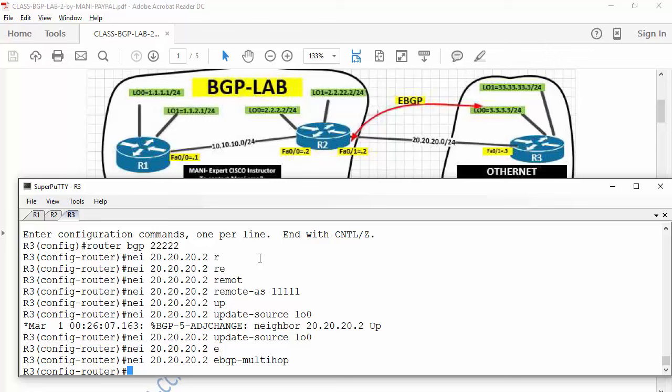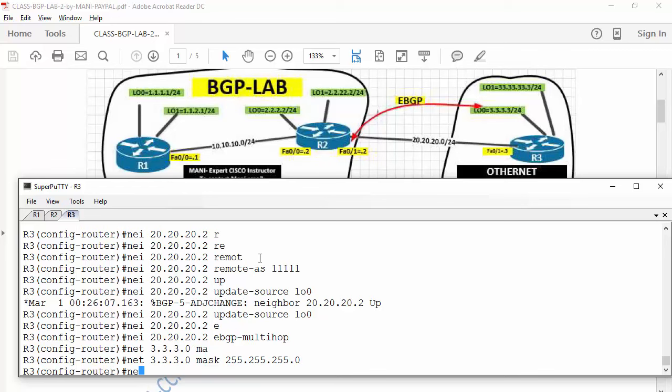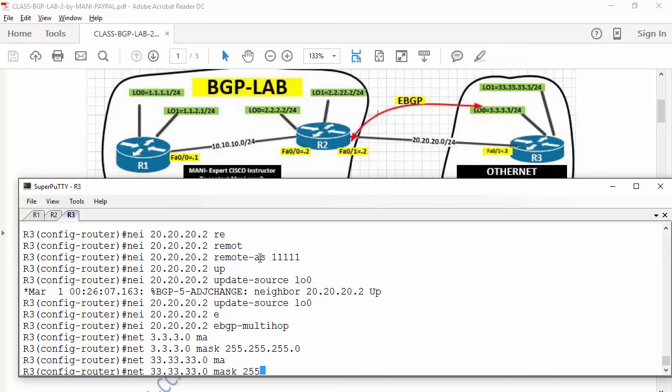Also, guys, there's no password on this one. Then I had to put a network command, network 3.3.3.0 mask 255.255.255.0, the network 3.3.33.0. It's not 33, it is 33.33.33.0 mask. We have to double check. I want to double check the IP, guys.